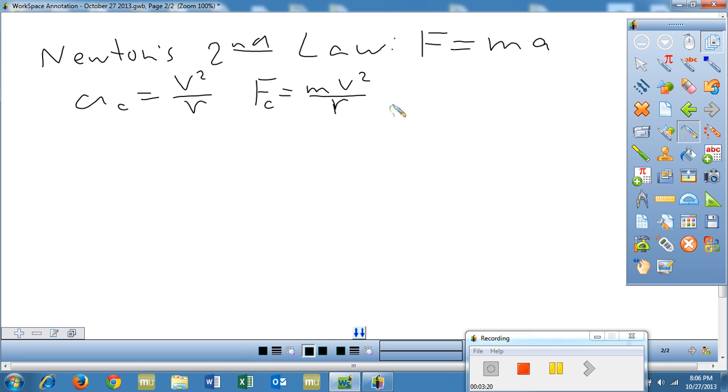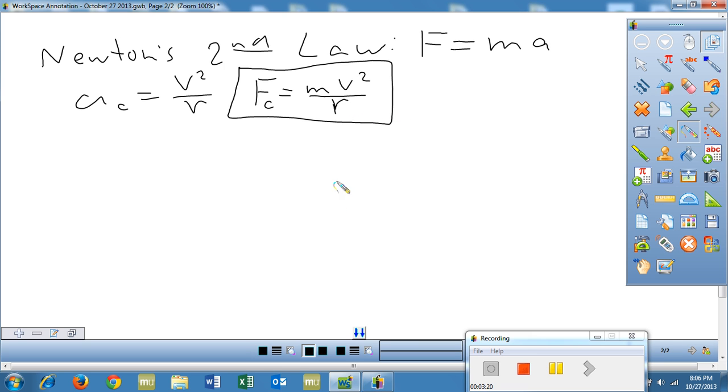For instance, if you swing something around on a string or a rope and it's going around in circles, the tension in that rope is the force that's holding it in that circle, and that force is mv squared over r. So this is our sort of golden rule for today's lesson. F sub c equals mv squared over r.